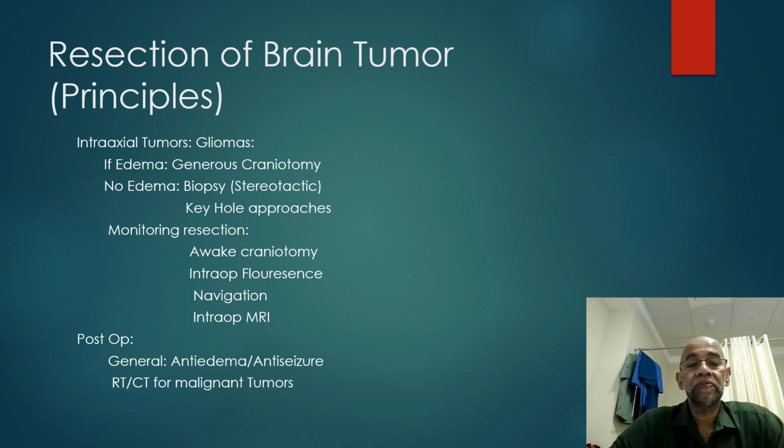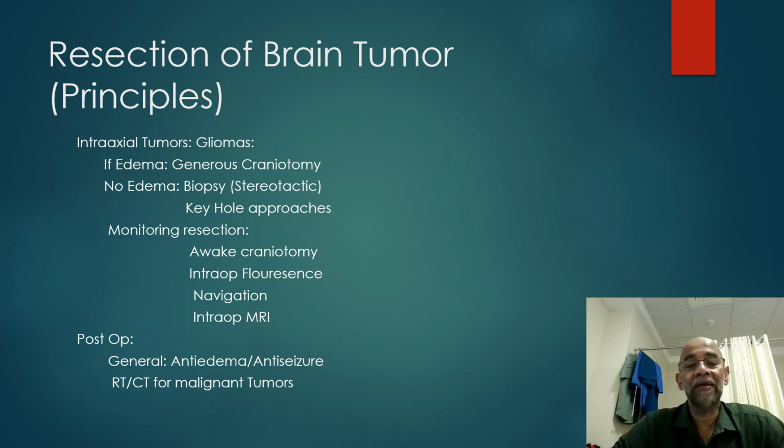How do we monitor the resection of a brain tumor? Intraaxial tumors merit some kind of monitoring. Awake craniotomy is one of the techniques where the patient is kept awake during surgery adjacent to eloquent cortex. By monitoring the patient's neurological function during the surgery, we can see when we are straying into eloquent cortex. Intraoperative fluorescence includes the use of a dye which can be seen by a special filter in the microscope. This will tell us how much and where the tumor extends.